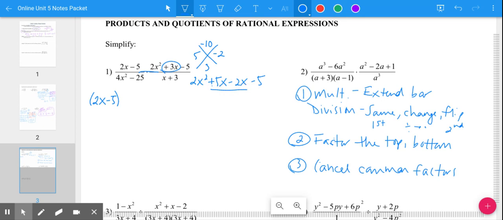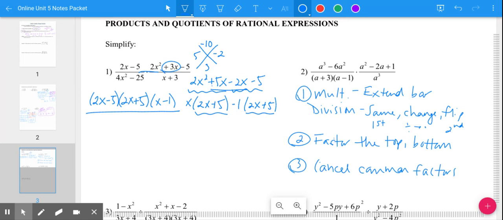And then we group. So we'll look at the first 2 terms. Common factor there is going to be x. The second 2 terms, common factor here is just going to be a negative 1. So then the signs change and we get the same common factor with both of those. So the top, the 2x squared plus 3x minus 5, I can rewrite as 2x plus 5 times x minus 1.